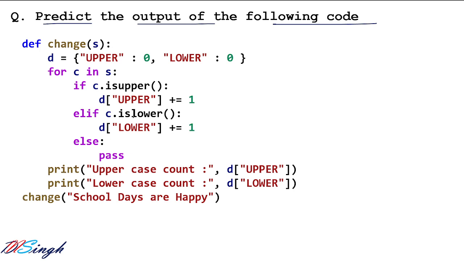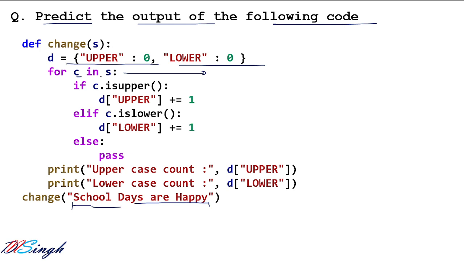So what is this code actually doing? Check it out, this is a dictionary here, and it has two keys, upper and lower, and we are passing a string to the function change. This string is directly assigned to s, and here we are trying to iterate over this string s using the loop variable c.